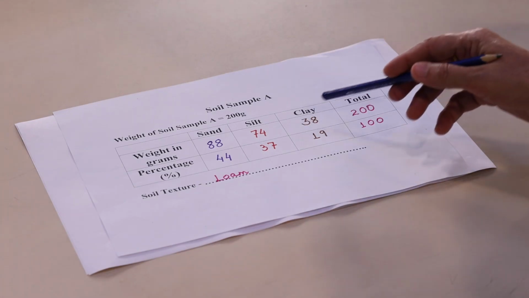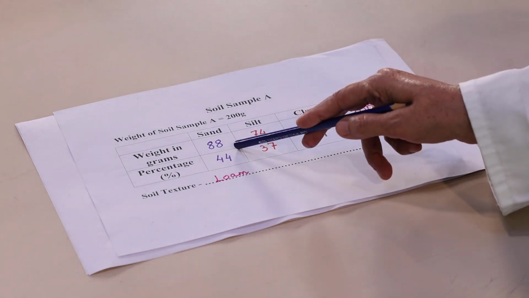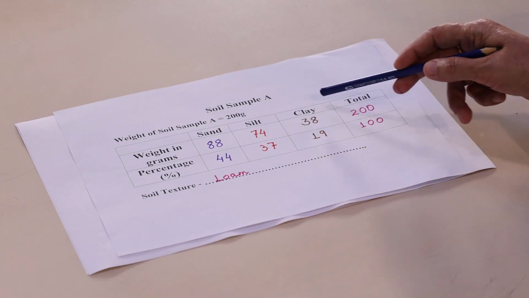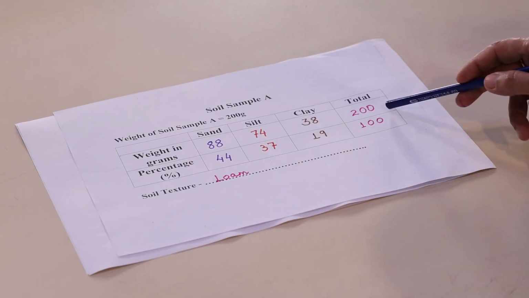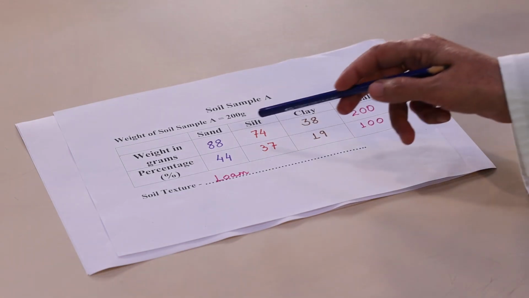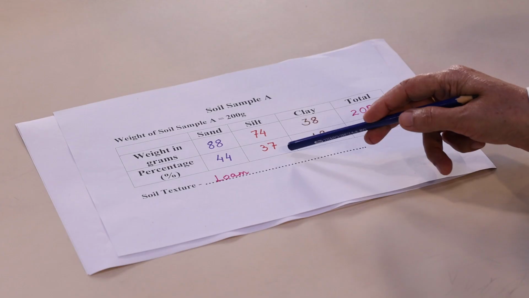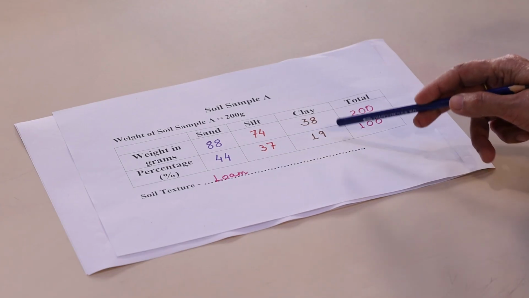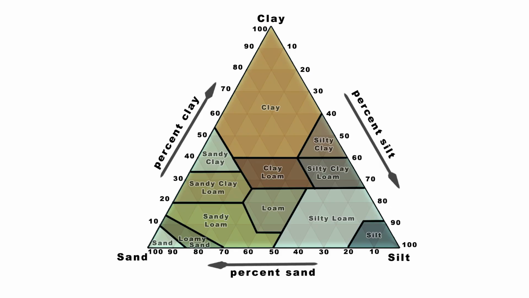The weight of these soil fractions that has been obtained is 88 grams of sand, 74 grams of silt and 38 grams of clay. In all, the total weight is 200 grams. After calculating the percentage, sand comes to 44%, silt is 37% and clay is 19%. Now, use the textural triangle and determine the texture of the soil sample.